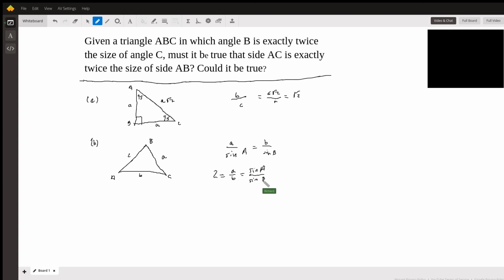And that's true if the sine of A is equal to 2 times the sine of B, and A over B is 2 also? The measure of angle A divided by the measure of angle B is also double. And could you find a ratio where that's 2? So could it be true? Could it ever be true?